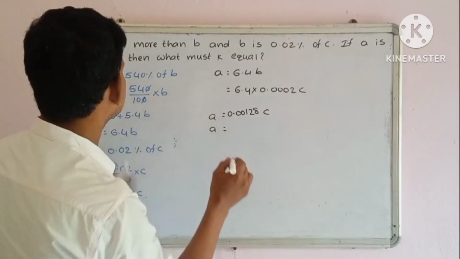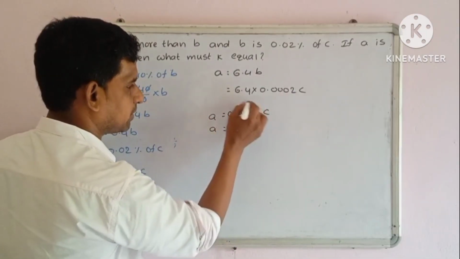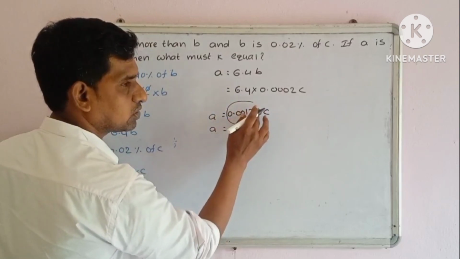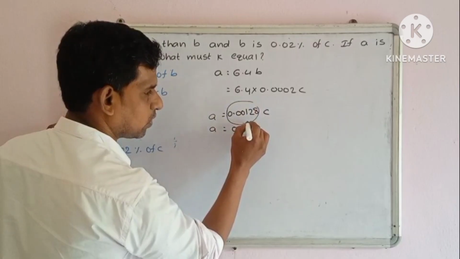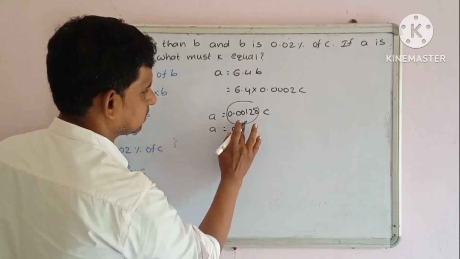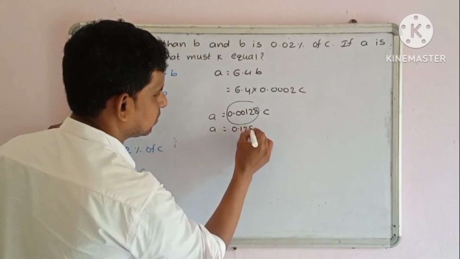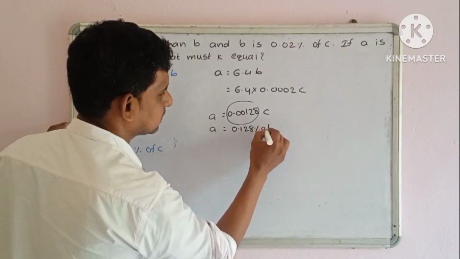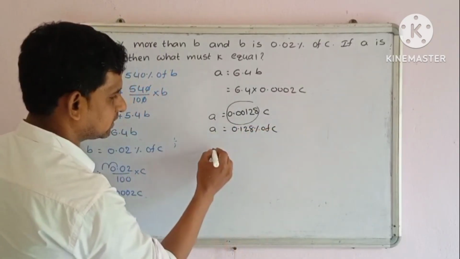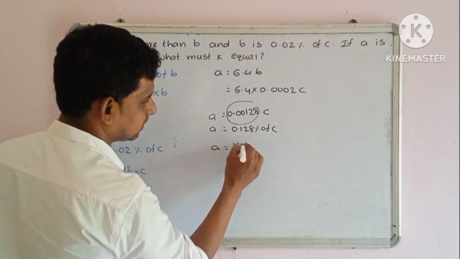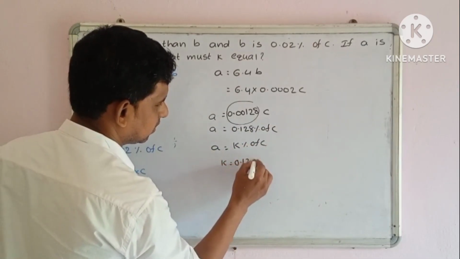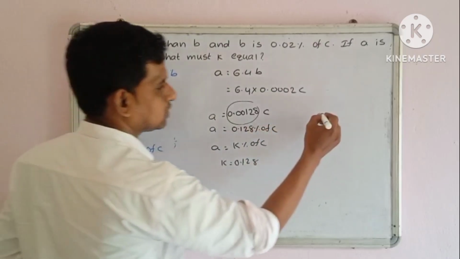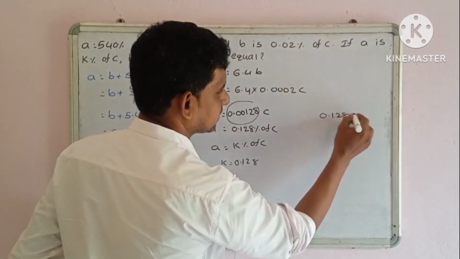But the question is K% of C. This number can be written as 0.00128 C, which can be written as 0.128% of C. Okay, now this is also from A equals K% of C, where K equals 0.128. See one more time, 0.128%.